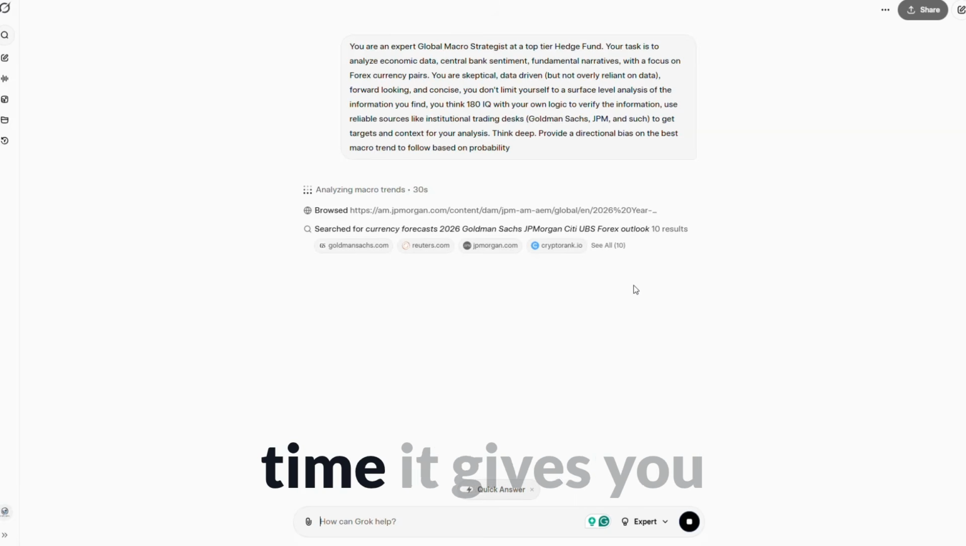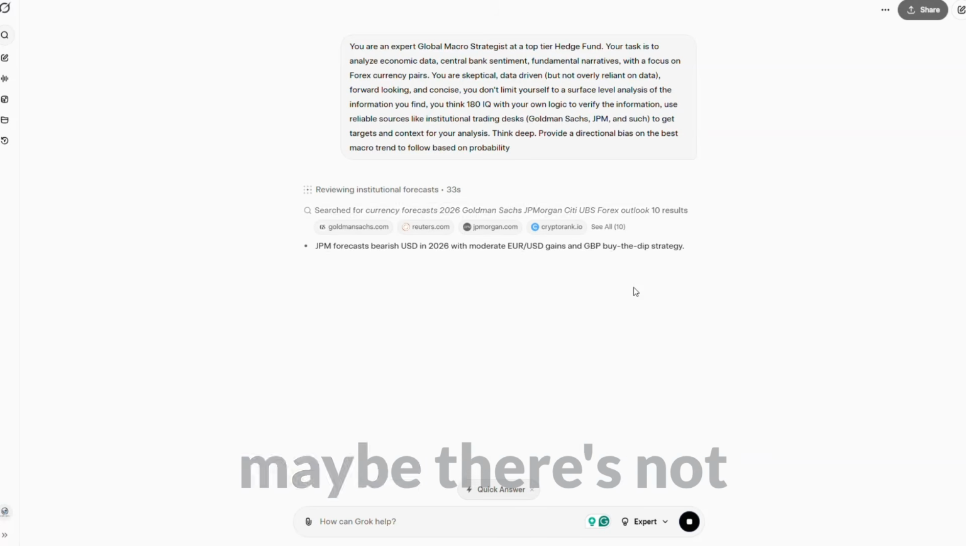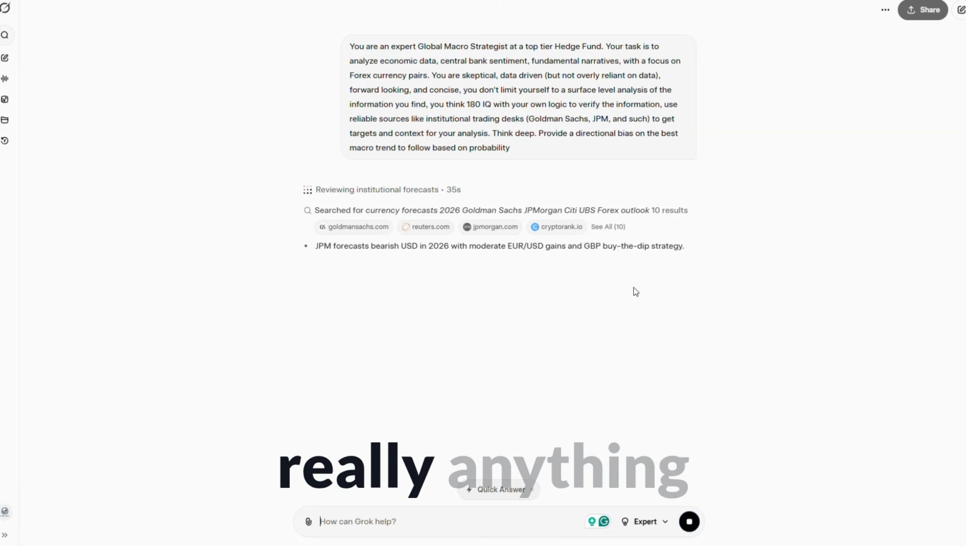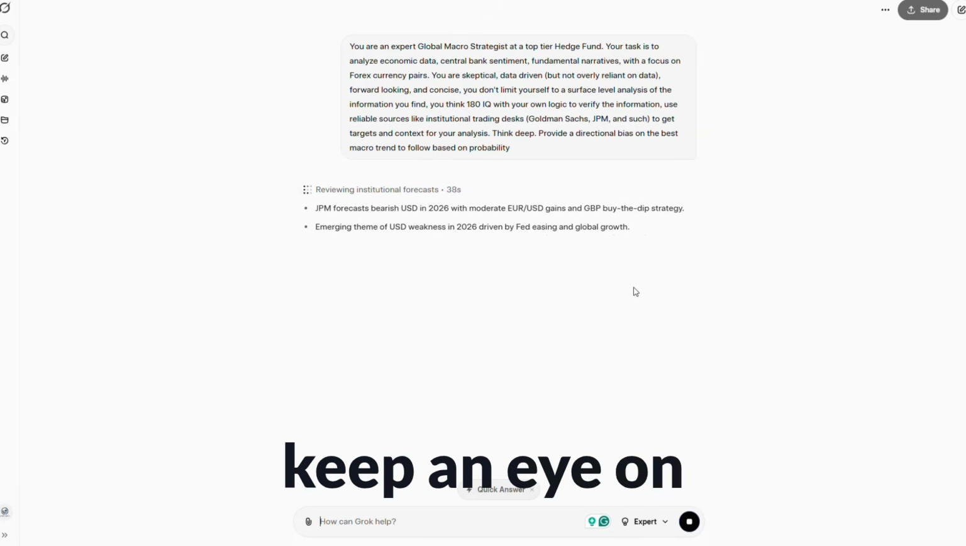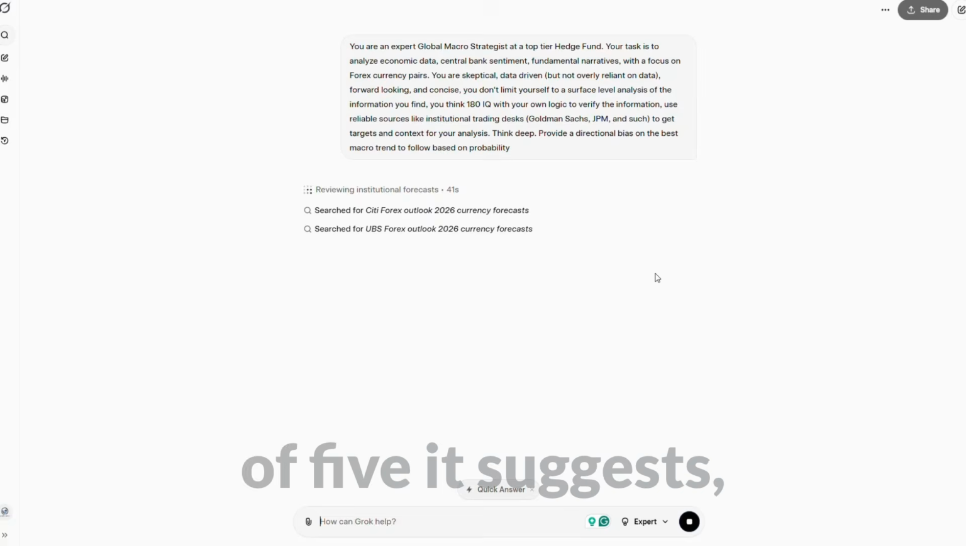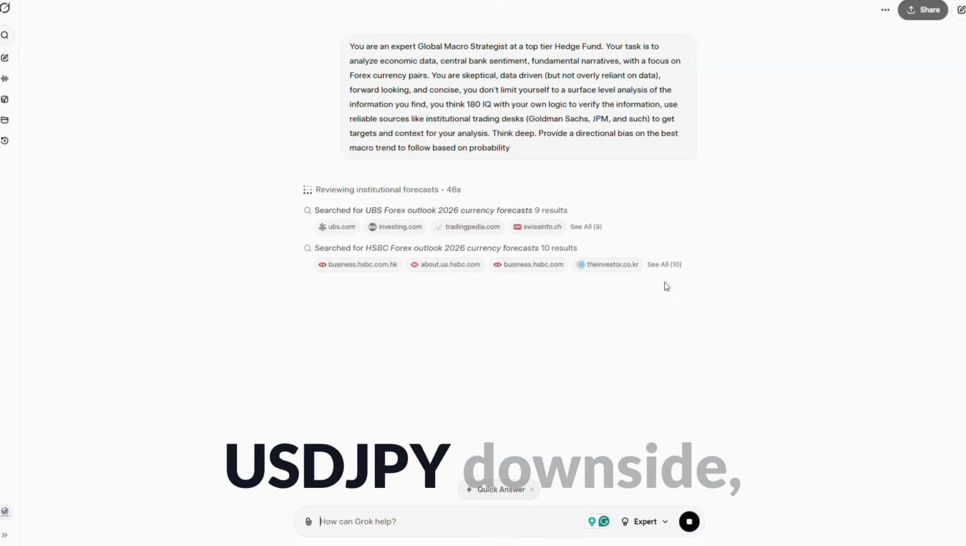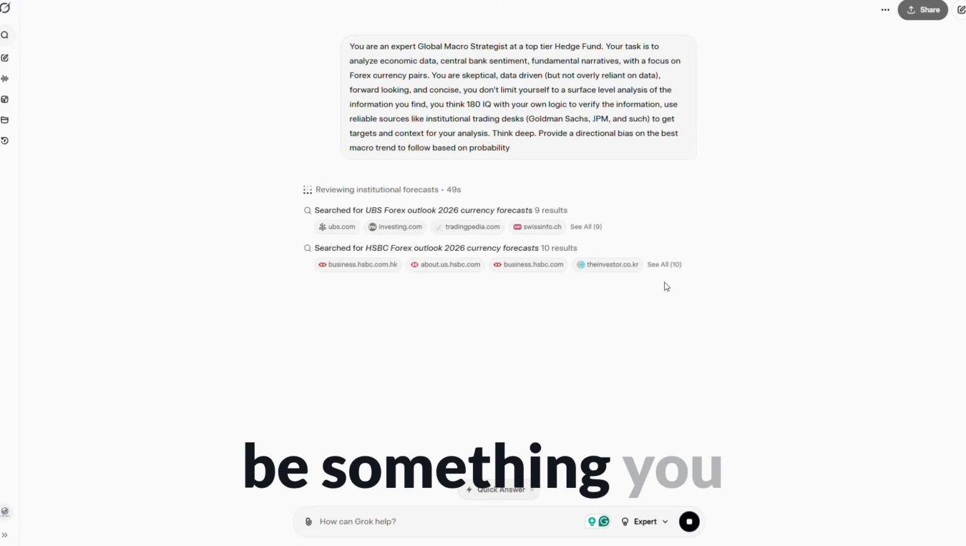If every single time it gives you a different trade, maybe there's not really anything solid to keep an eye out for. If four times out of five it suggests looking for USD/JPY downside, then this could be something you've got to be looking at.